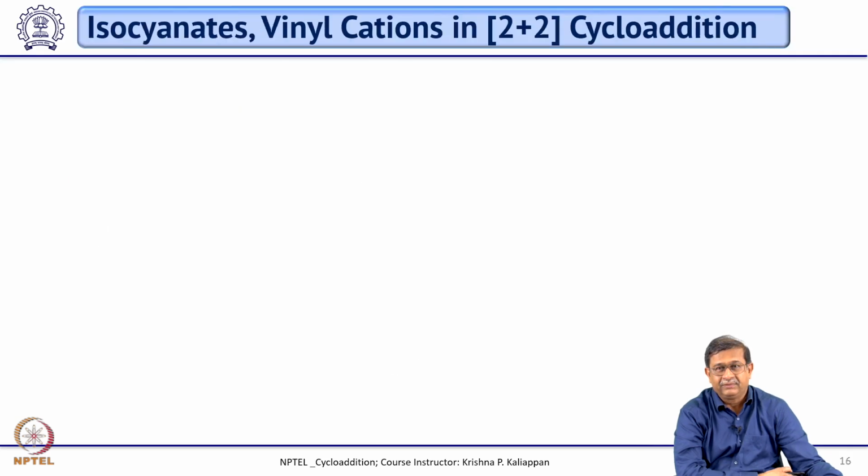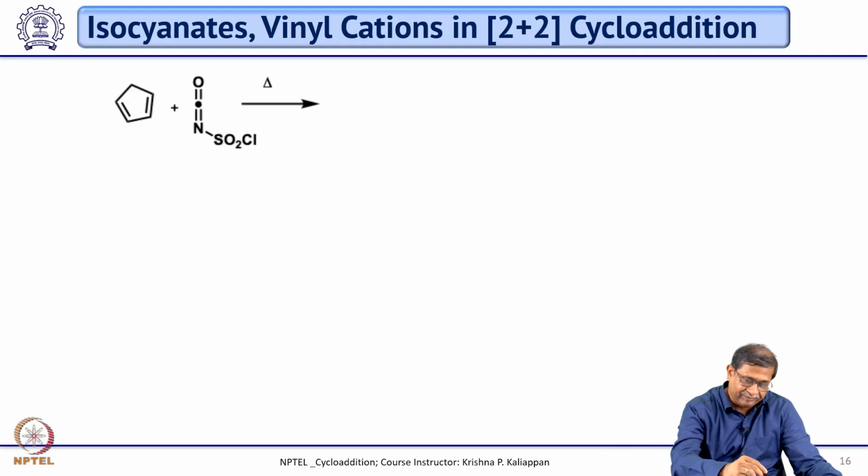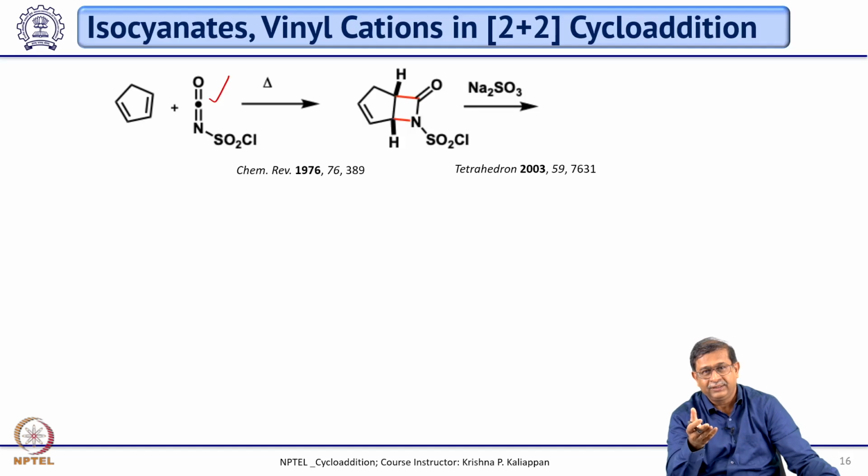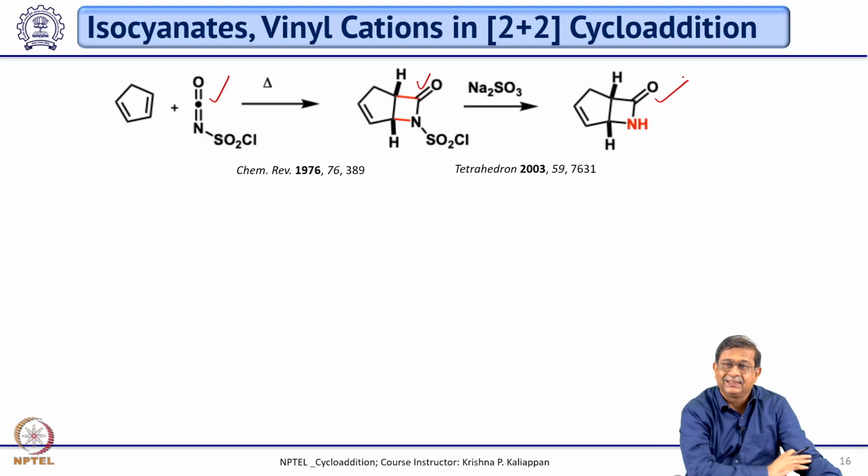We have now discussed the use of ketenes and allenes in 2+2 cycloaddition. As I said in the second slide, isocyanates and vinyl cations also can be used in 2+2 cycloaddition. For example, this isocyanate can readily undergo 2+2 cycloaddition with any alkene. If you take cyclopentadiene, one of the alkenes can undergo 2+2 with this isocyanate, followed by removal of this SO2Cl, giving this bicyclic lactam.